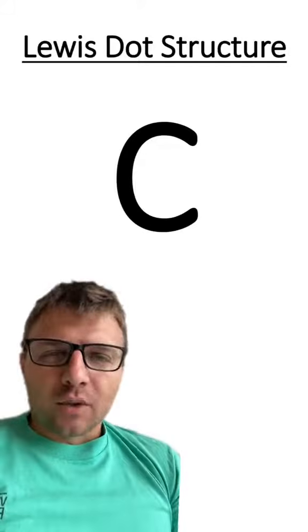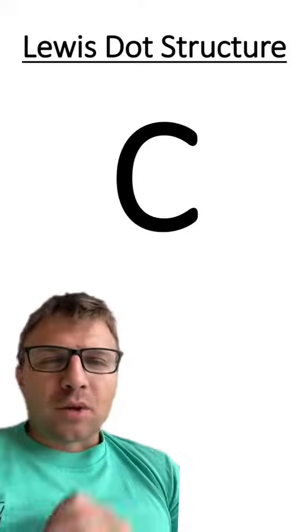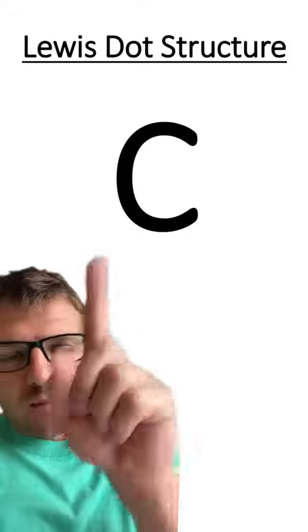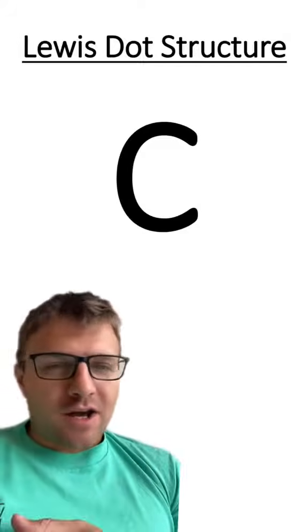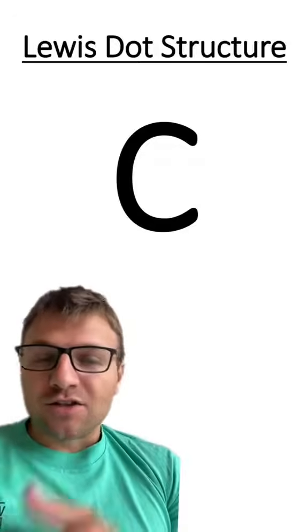Let's look at how you make a Lewis dot structure for carbon. Remember, when starting out with these structures, we start out with the element symbol for that element. In this case, C stands for carbon. Now we have to look for a periodic table that tells us how many valence electrons carbon has.